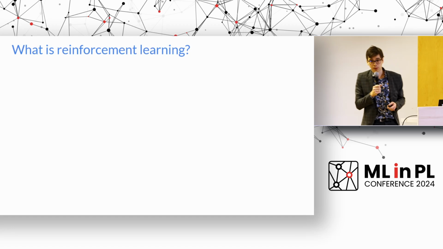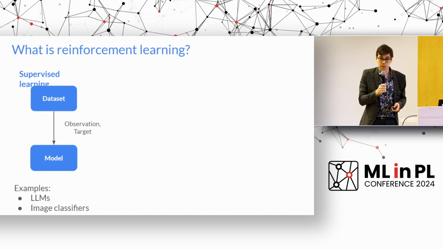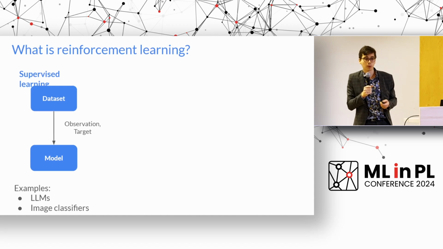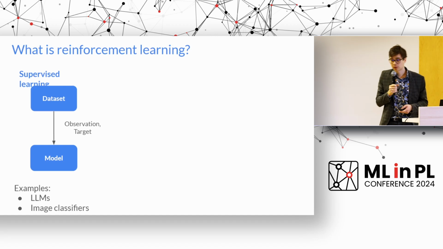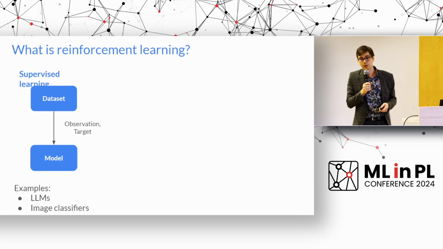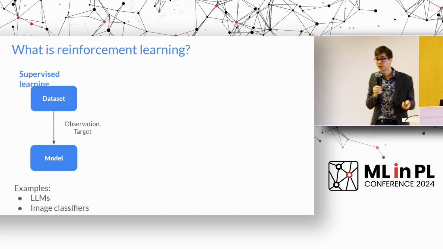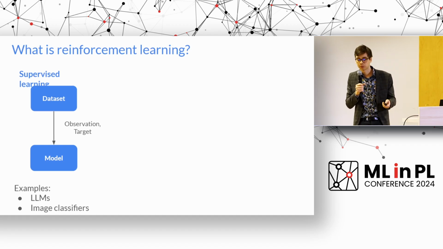And I will try to explain this one basically by contrast. So you might be familiar with supervised learning. This is the most common paradigm for deep learning currently. And here we have some static data set that contains some observations and some targets. And the goal of your model is to basically, based on a certain observation, predict the target, right?